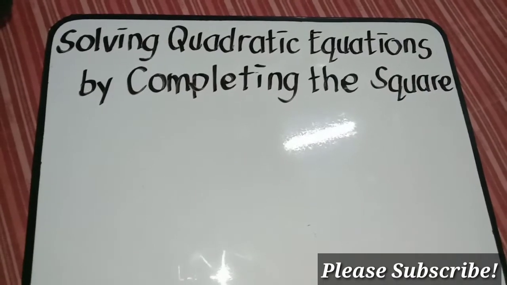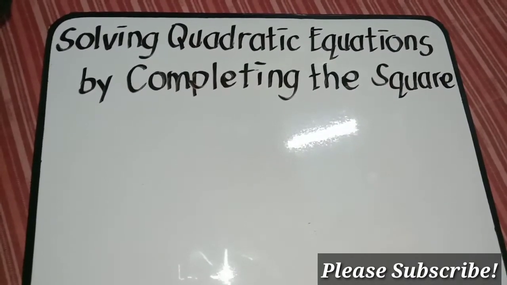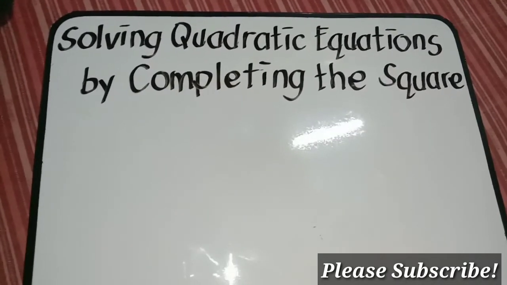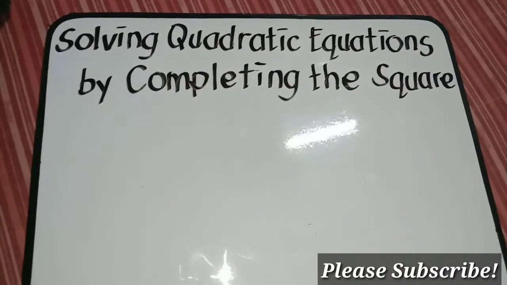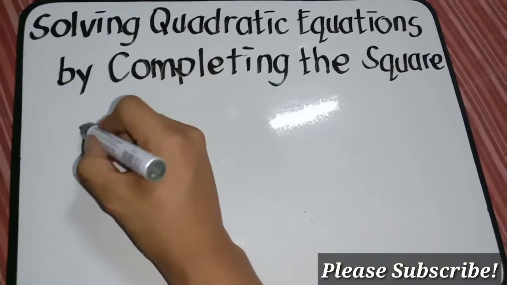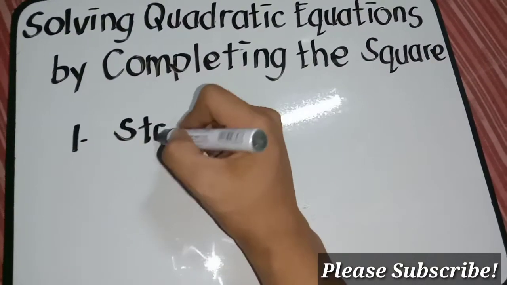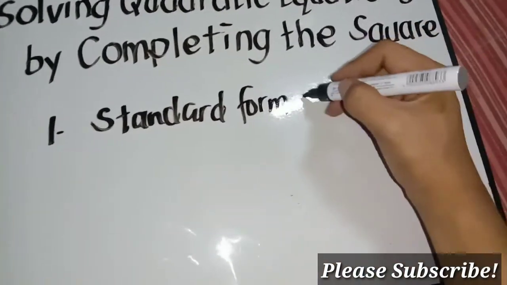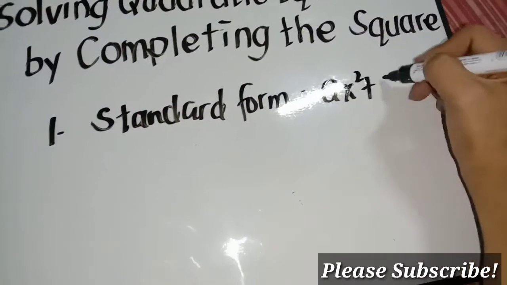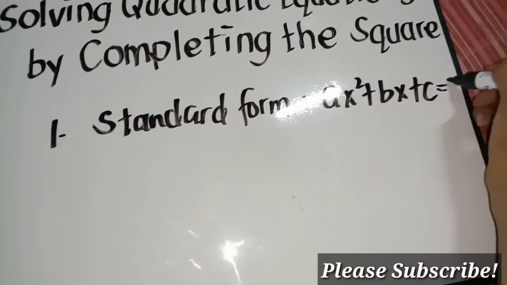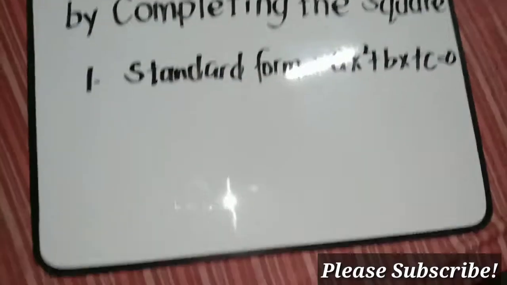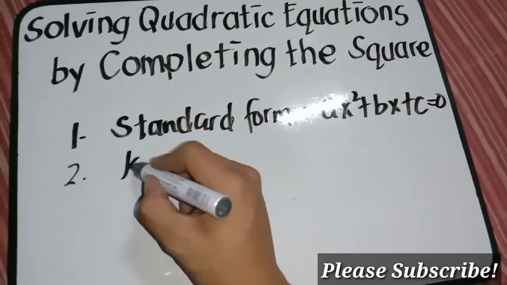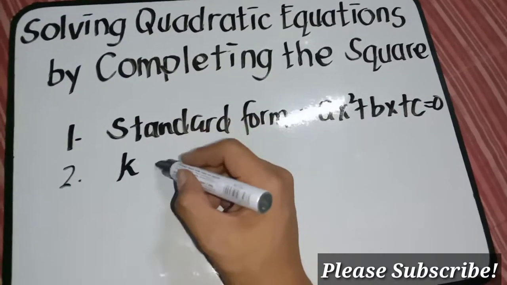So una is completing the square. Si completing the square, ginagamit kapag hindi siya ma-factor out. Yun yung purpose nito. So si completing the square, meron siyang 4 steps. So una, dapat siya ay naka-standard form. Standard form: ax squared plus bx plus c is equal to 0. So dapat nakaganyan.